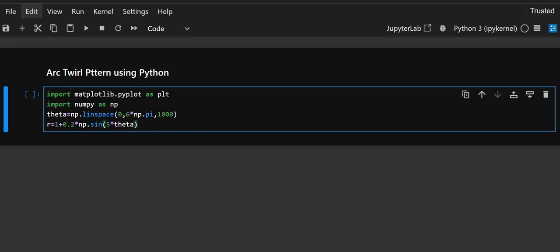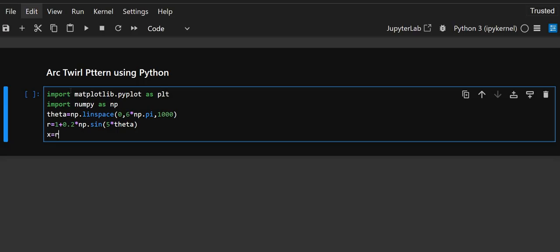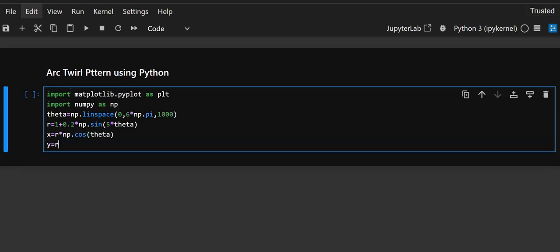So now we'll convert polar coordinates to Cartesian coordinates. So here x and y both convert the polar coordinates r, theta into Cartesian coordinates x and y using the formulas x equals r times cos theta and y equals r times sin theta. These are the coordinates needed to plot the spiral pattern on a 2D graph.